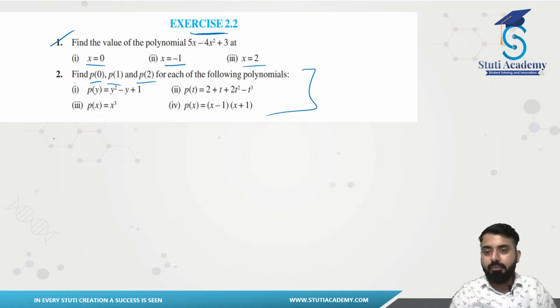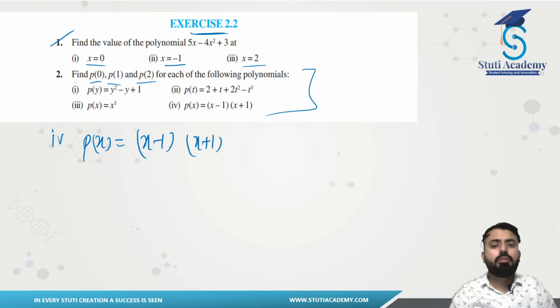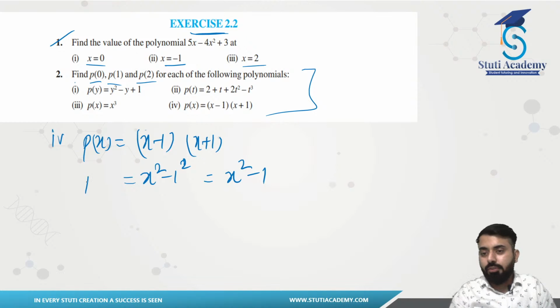Let's say I pick my fourth part. We have this one, P of x, which is x minus 1, x plus 1. Firstly, solve this one: (a minus b)(a plus b) is a square minus b square. That means it will be x square minus 1. Now this is your p of x.